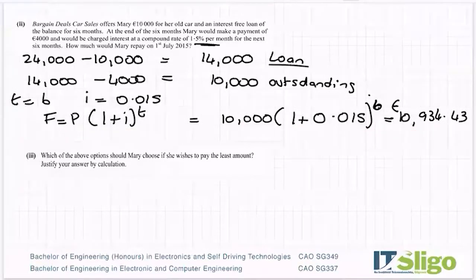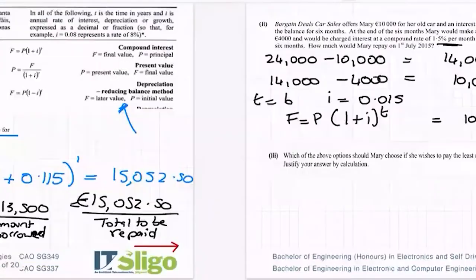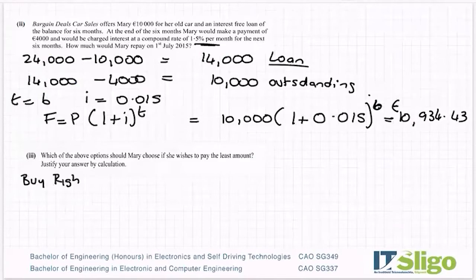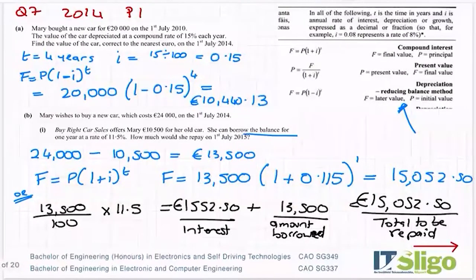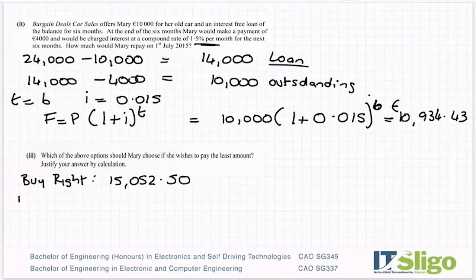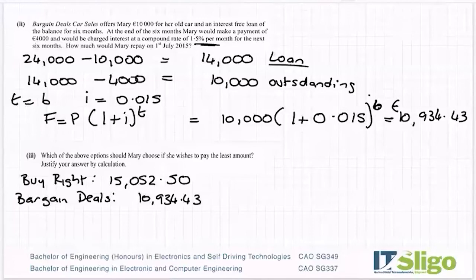Part 3 then. Which of the above options should Mary choose if she wishes to pay the least amount? Well, Buy Right Car Sales, so Buy Right is 15,052.50. Bargain Deals is 10,934.43. When I look at these amounts now, and it's a loan, all of these companies are competing with each other, so that difference doesn't feel right.